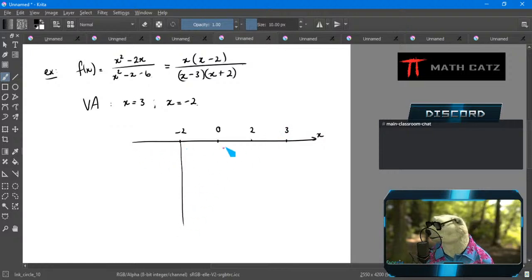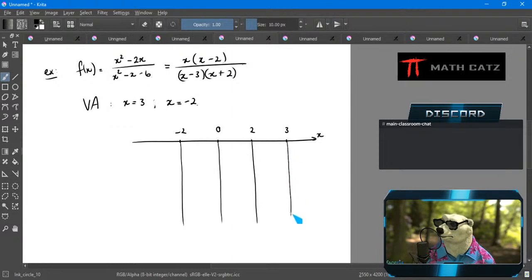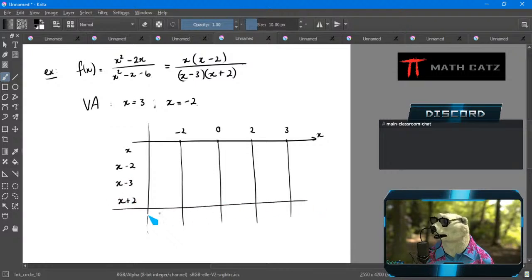And I'm going to split my x values up according to those numbers. Then I'm going to list all the factors that I see in any order. It really doesn't matter. X minus 3, as long as you have everything. Now, by way of multiplication or division, they are going to give me the function values, the y values. Okay.